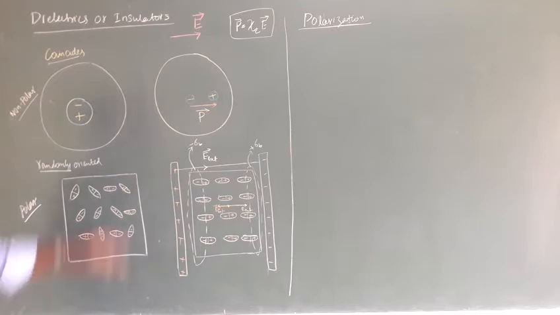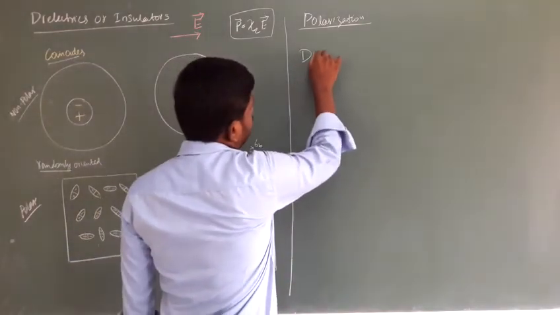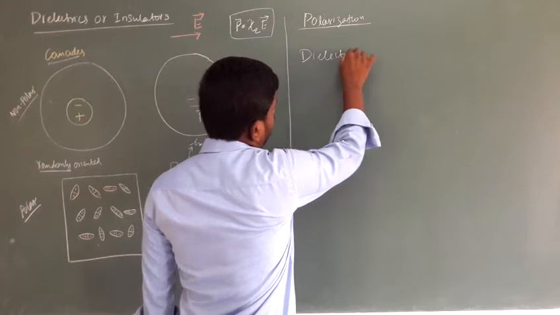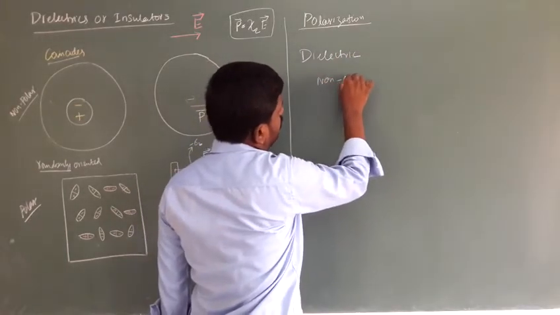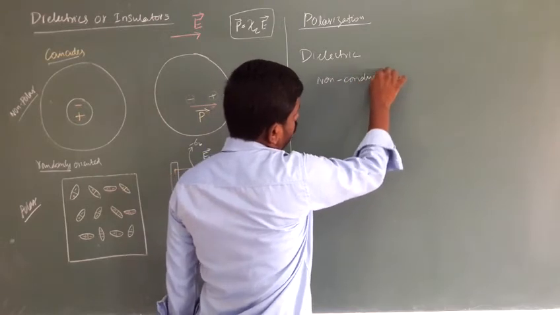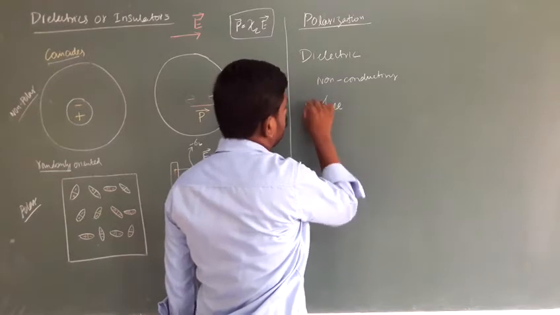So now we are going to discuss dielectrics and insulators. So what is a dielectric? A dielectric is a non-conducting material. It doesn't conduct electricity. It doesn't have free electrons. So, no free electrons.